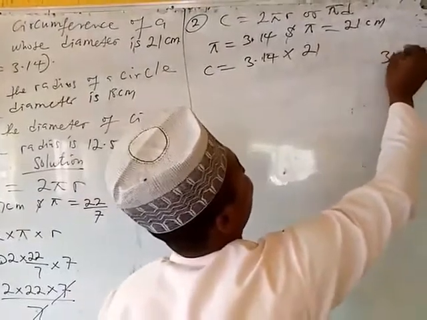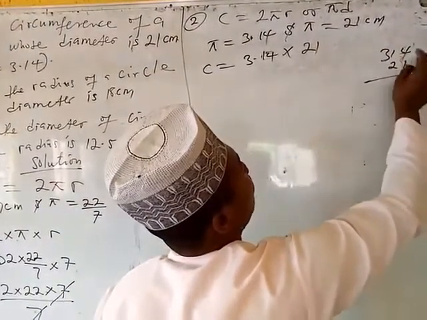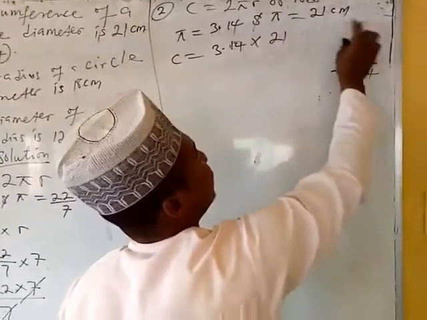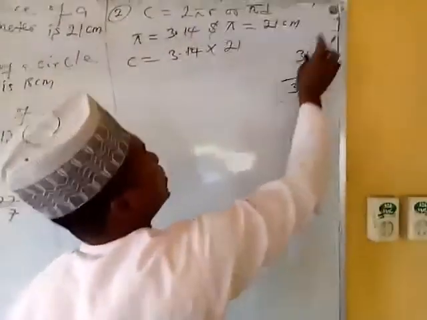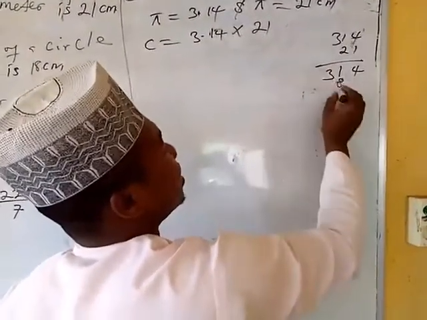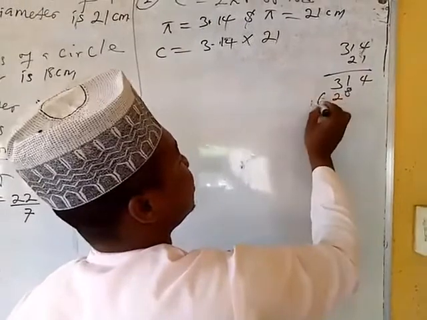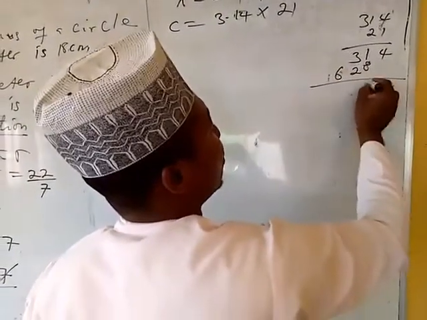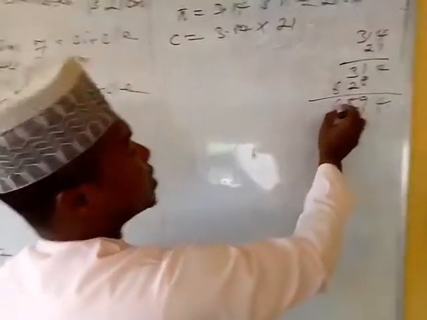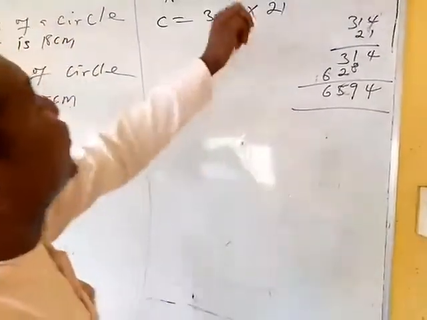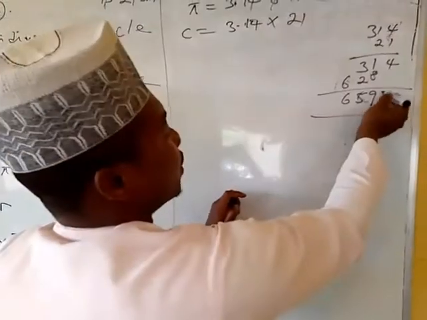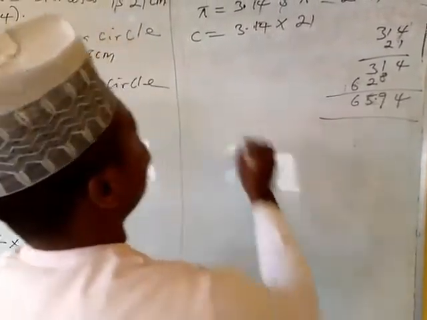So 3, 1, 4 and 21. 1 times 4 is 4. 1 times 1 is 1. 1 times 3 is 3. 2 times 4 is 8. 2 times 1 is 2. 2 times 3 is 6. Let's add. We have 4, 9, 5 and 6. Don't forget, it has 2 decimal places, 1, 2. You count from here, 1, 2, place decimal point here.